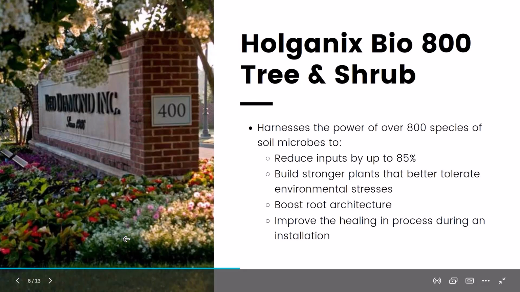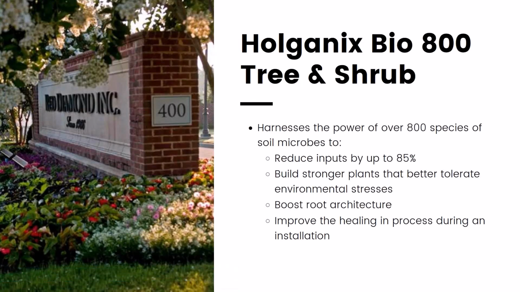And actually, to take you back a little bit, the original Holganix product was the tree and shrub product. We obviously have 6 different forms of Bio 800 Plus now, and that's just the different types. That doesn't include the different zone differences that we have as well, because we have the zone differences for every different type of Bio 800. But it was originally designed as a tree and shrub product, and it still performs extremely well as a tree and shrub product. It's fungally dominant in this mixture versus bacteria dominant in the lawn mixture.